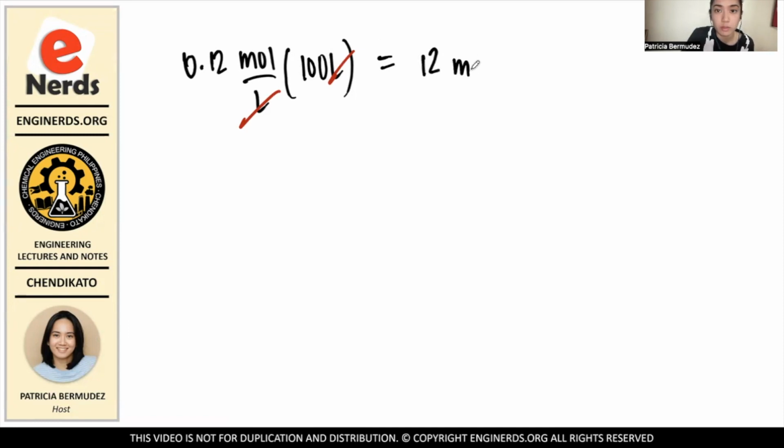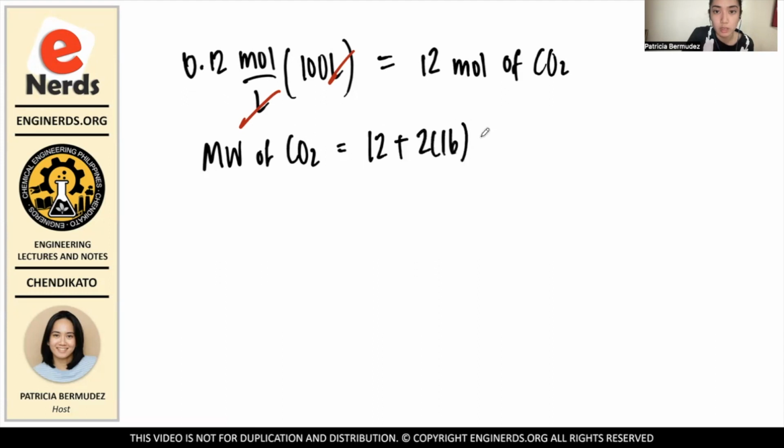12 moles of CO2. And ano yung molecular weight ng CO2? So molecular weight of CO2 is equals to yung carbon, it's 12. Tapos dalawang oxygen, which is 2 times 16. So that is equals to 44 grams per mole. Okay, so to get the mass, we just take this and you multiply this by 44.